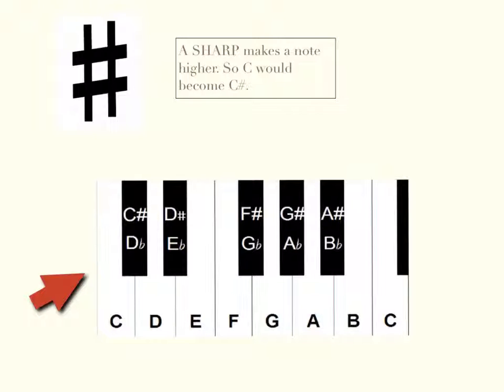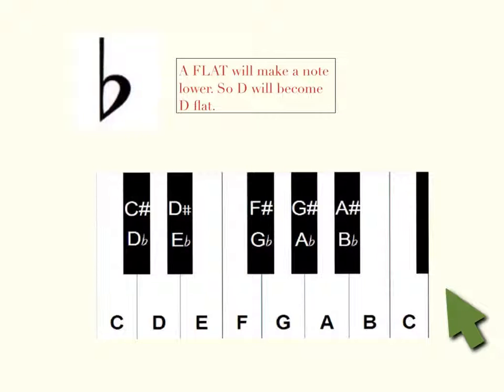A sharp makes a note higher. Find C on the keyboard. Now, if we add a sharp in front of that C, the note will become C sharp, and the way that it sounds will also be changed. A flat will make a note lower, so the note D will become D flat. Find D on your keyboard. Now, if we put a flat in front of the D, the note becomes D flat. This is a semitone lower than D.